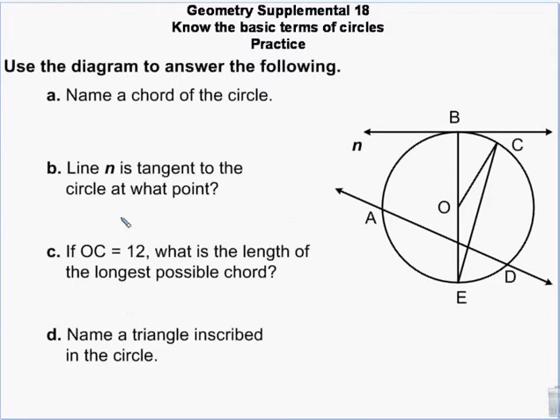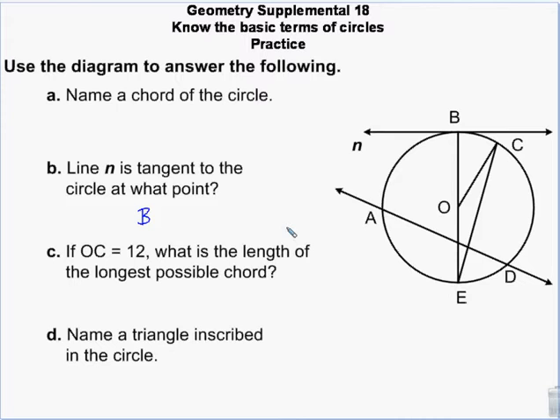If line N is tangent to the circle, what's the point of tangency? We want to be able to identify that. Anybody? Yes, B. So the point where that line touches the circle is B.